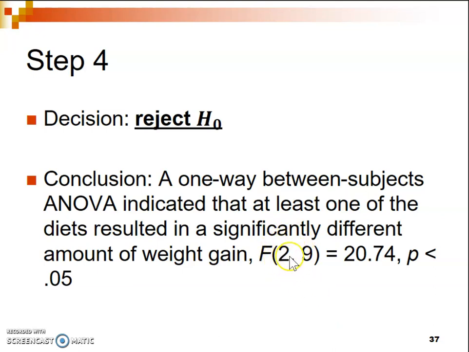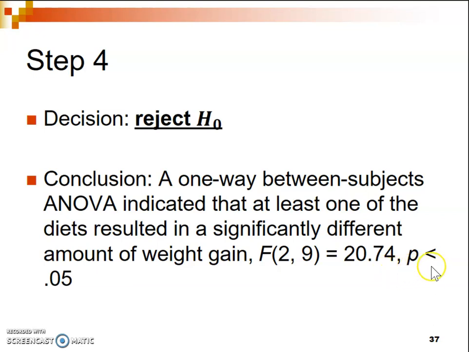So in this case, degrees of freedom between was 2, and then we'll put a comma and a space, and then we'll put the number associated with the degrees of freedom within. In this example, it was 9. So that's where those two numbers are coming from. And then we'll say what our actual calculated value of F was. In this case, we calculated F in step 3 to be 20.74.